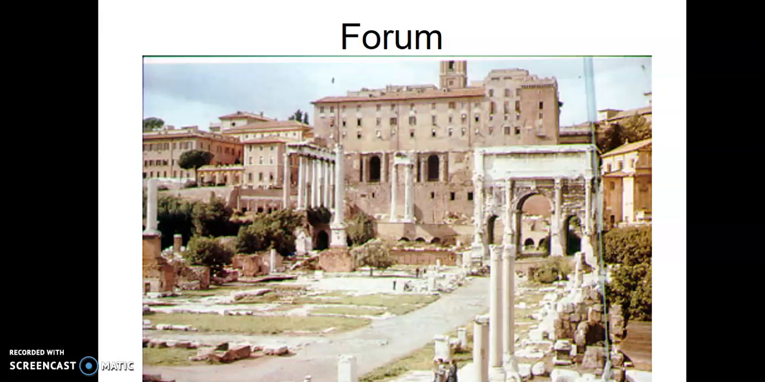It's the center of public life. Everybody goes down there to see what's going on, because that's where people are hanging out. Yep.